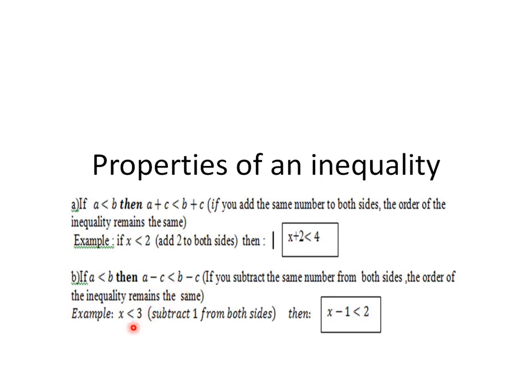Take the following example, x less than 3. If we subtract 1 from both sides, then we will have x minus 1 less than 3 minus 1, which means that x minus 1 is less than 2. So the symbol of the inequality remains the same, which is less than.